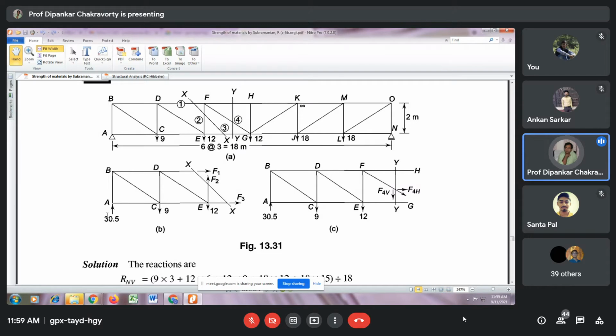You come to support A. Then you have an upward force 30.5. Now you have a horizontal force FAC, which will be acting towards the right, because I have told you that by default you will assume that the forces are tensile, and you will have a bar force in AB which will be acting from A to B. Am I correct?